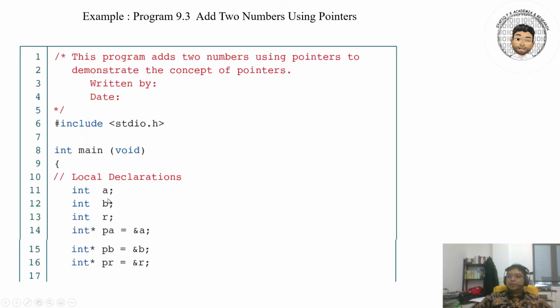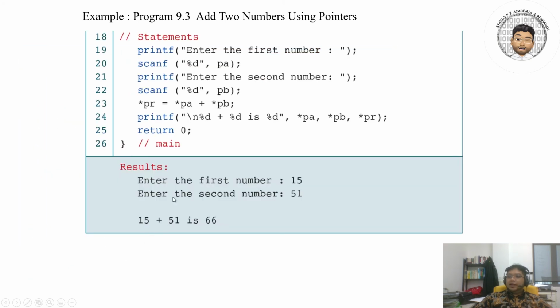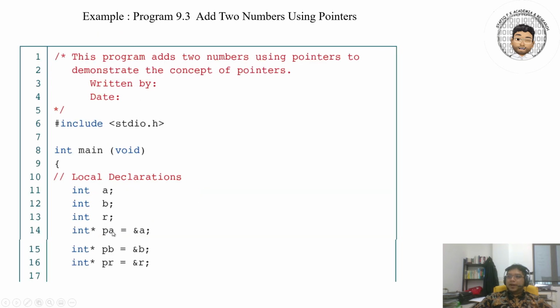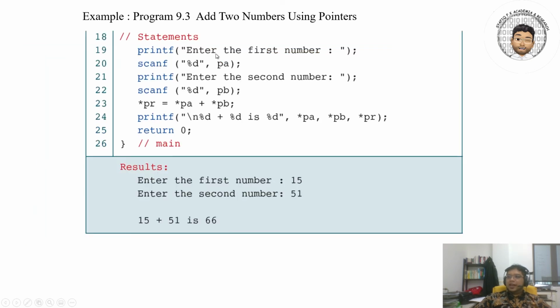Why is it using pa instead of &a? Because pa is represented by &a, so it's the same. You don't have to worry about the &. When you create a pointer, it's the same as the address of a. So for scanf here, pa is equal to &a, same with pb.